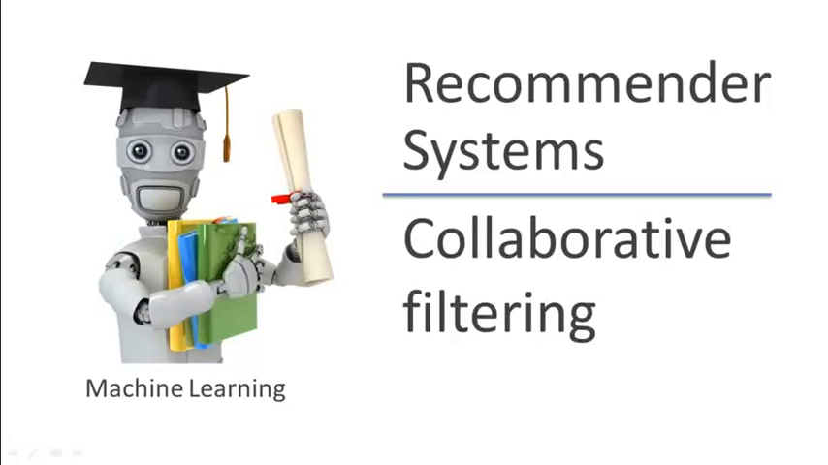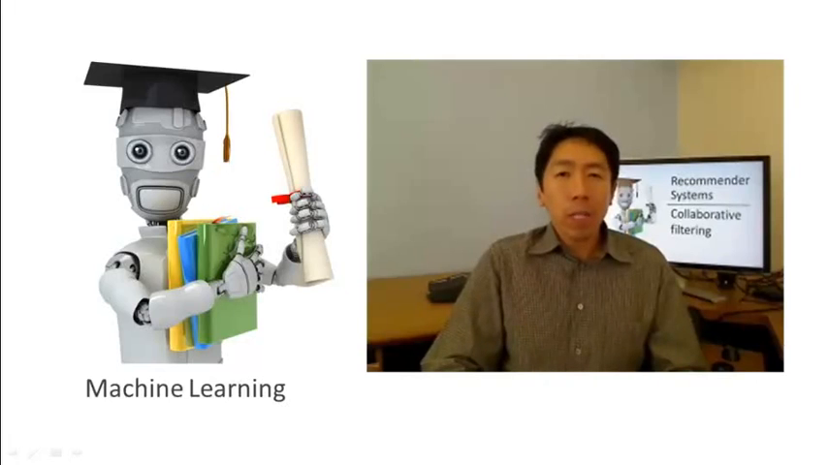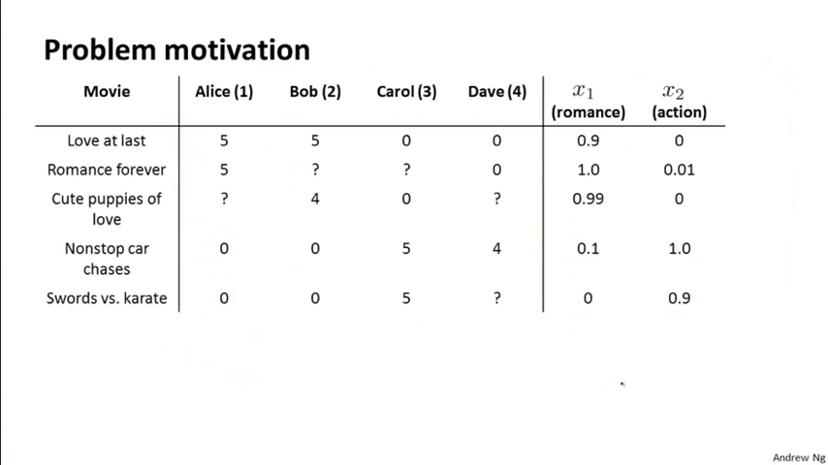In this video, we'll talk about an approach to building a recommender system that's called collaborative filtering. The algorithm that we're going to talk about has a very interesting property that it does what is called feature learning. And by that I mean that this will be an algorithm that can start to learn for itself what features to use.